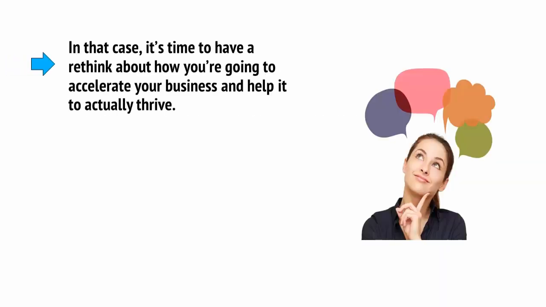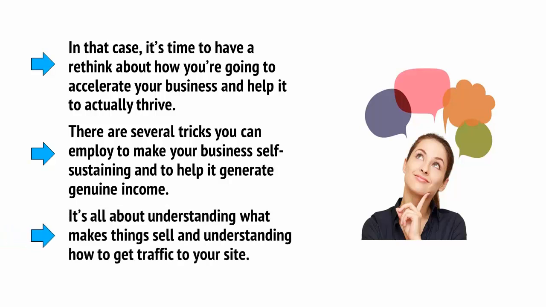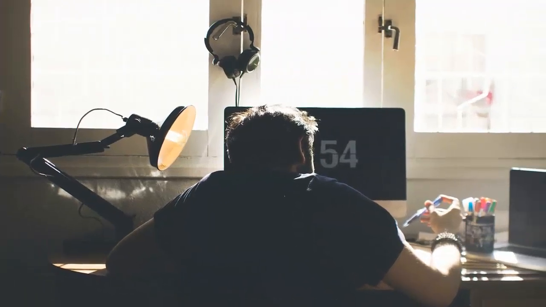In that case, it's time to have a rethink about how you're going to accelerate your business and help it to actually thrive. There are several tricks you can employ to make your business self sustaining and to help it generate genuine income. It's all about understanding what makes things sell and understanding how to get traffic to your site. Regardless of which of the previously discussed methods you're using to sell products, this video is going to show you how to turn your model into something that will generate an impressive income with very little work on your part.